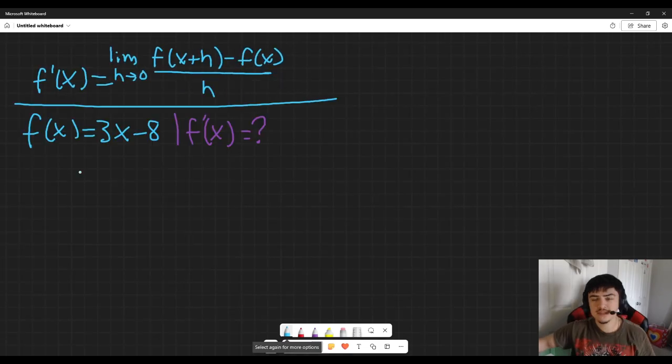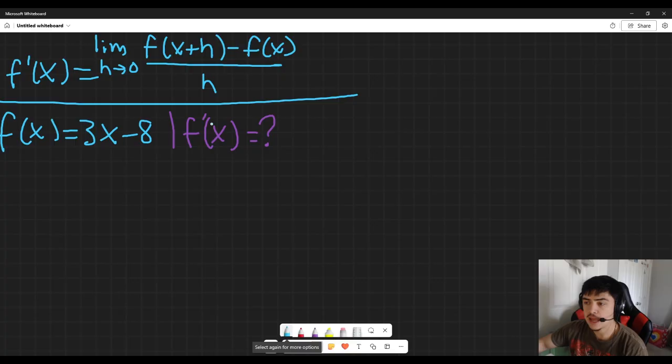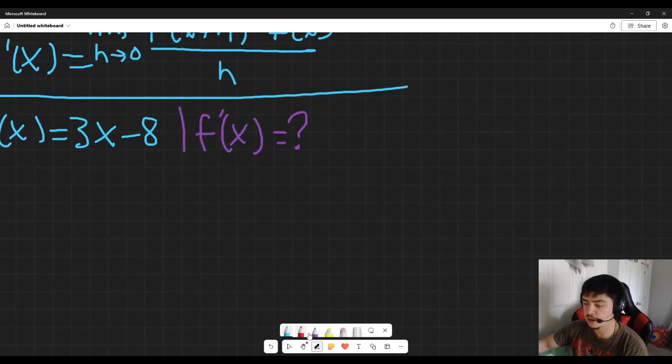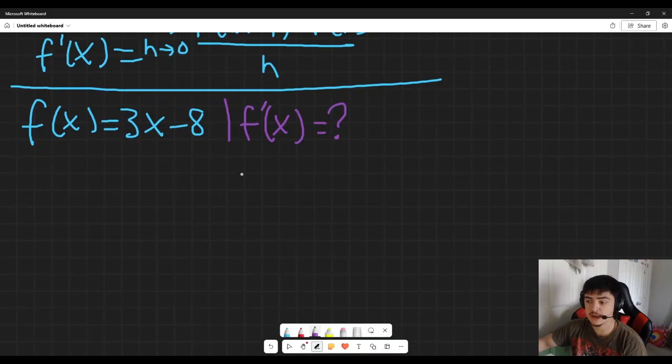So for our first example, we're going to be looking at the function 3x minus 8, and we're going to be trying to find out what the derivative of this function is using the limit definition. And if you guys haven't seen this notation right here, this f of x with a little apostrophe or little dash is called f prime, or just the first derivative. So that's what we're going to be trying to find.